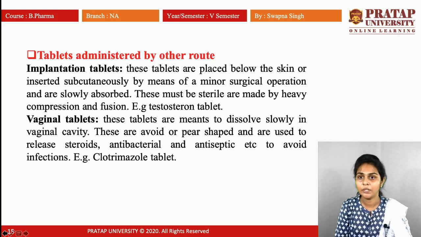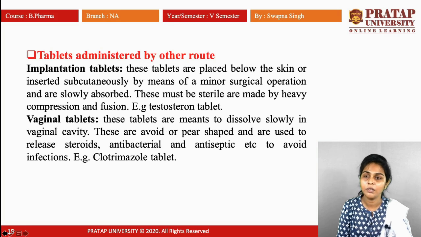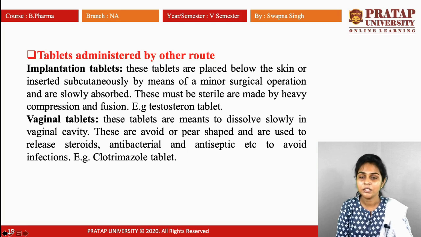Next is tablets administered by other routes. There are some other routes where we can also administer the tablet. First one is implantation tablet and second one is vaginal tablet. So first one is implantation tablet. In implantation tablets, these tablets are placed below the skin, or subcutaneously, that means under the first layer of skin, by means of a minor surgical operation. After the minor surgical operation, we can implant that tablet subcutaneously, and from there it is slowly absorbed.